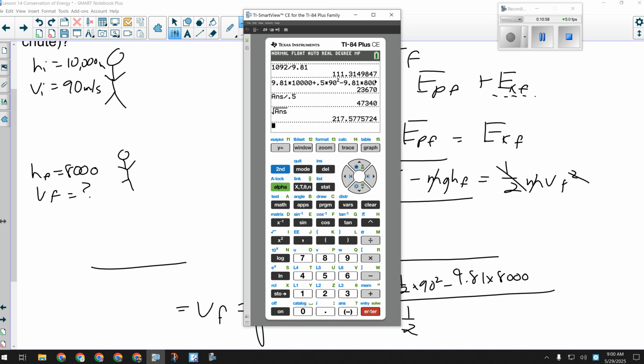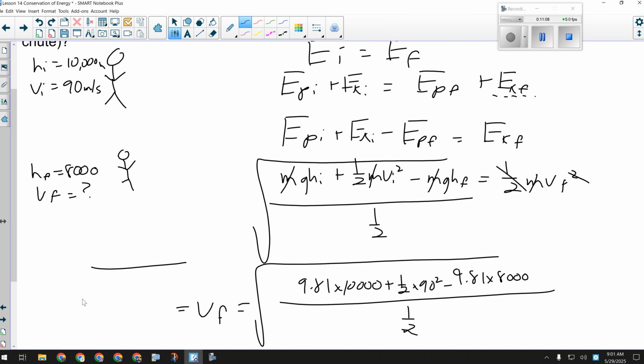Not that terminal velocity isn't fast enough to kill you, it totally is. Okay? And it's also scary fast. It's just not that scary fast. All right, questions on that one? Okay, how are we feeling about these?